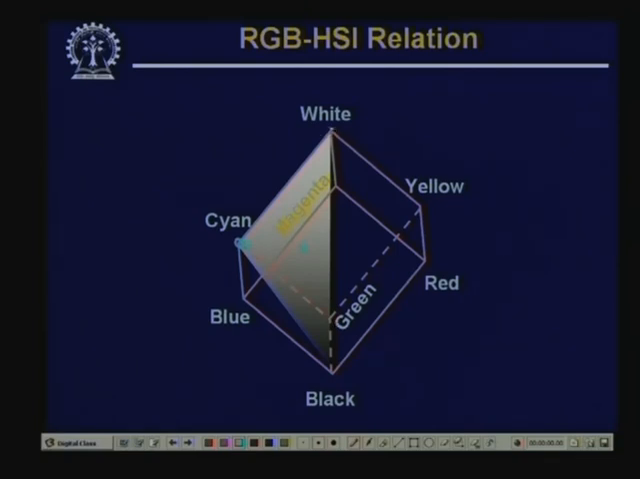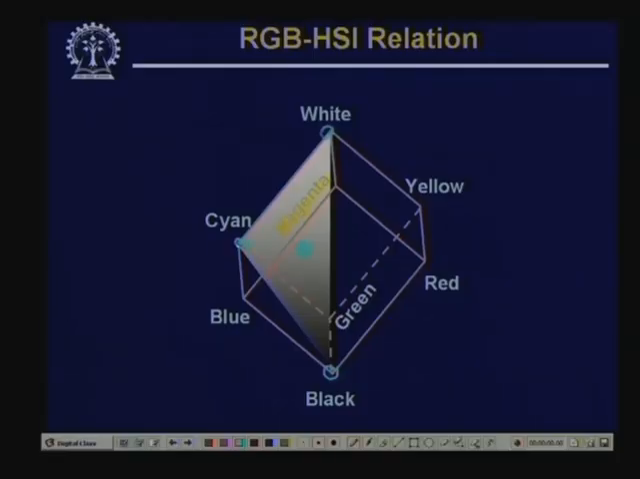Now, because white is a balanced color which contains all the primary components in equal proportion and black does not contain any color component, these 2 points, white and black, cannot contribute to the hue component associated with any point in this plane. So, the only point which can contribute to the hue component is cyan. For all the points lying in this plane, the hue will be the same, and it will be the same as the hue associated with this point cyan.